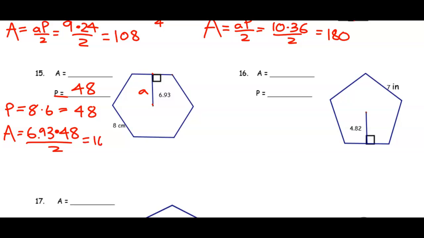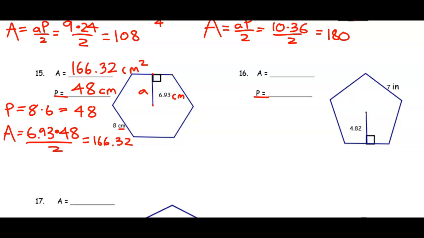I get 166.32. Now, by the way, this time we have units, at least on this one. So my perimeter is just regular centimeters, but my area is centimeters squared. That's my area. Okay. Now here's a little different one.